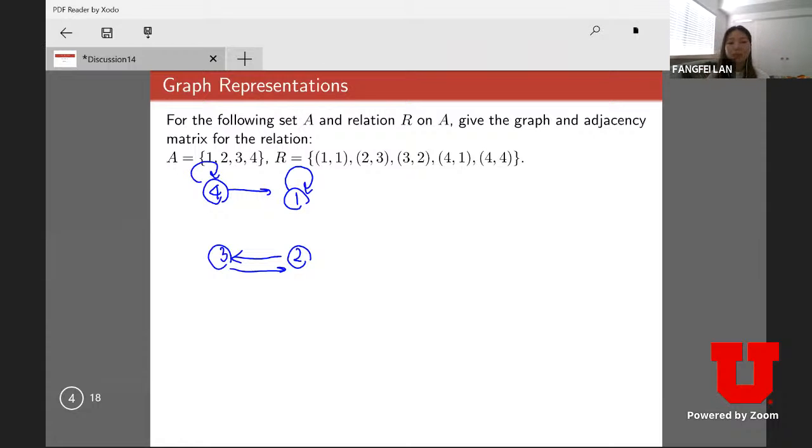So it doesn't matter how you arrange the nodes. You can order them any other way as long as your edges are right. So your 1 could be on the left, your 4 could be at the bottom row, whatever. It doesn't matter. Okay, so what about the adjacency matrix? So first of all, what is the dimension of the adjacency matrix?